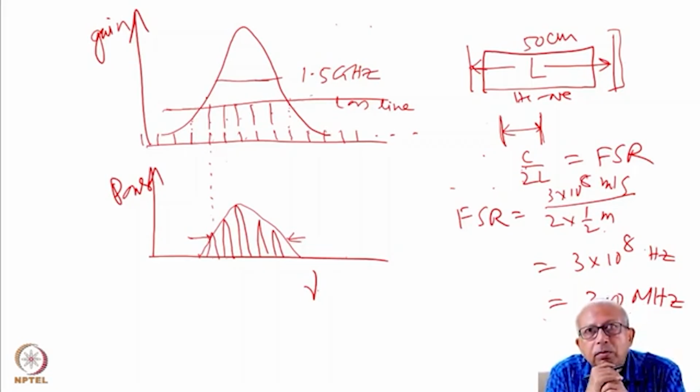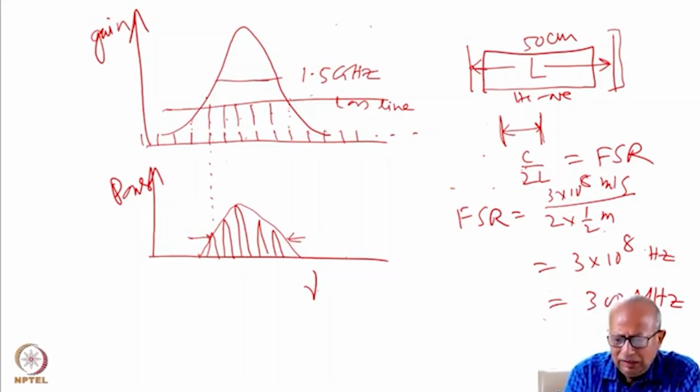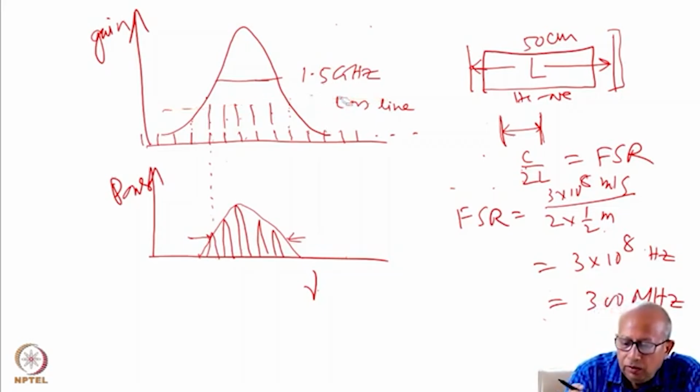How can you make it more monochromatic? By forcing oscillation on only a single mode. How do you do it? You increase the loss of the cavity, so the loss line goes up. Take it further up. Even if it is here, 1, 2, 3 modes are lasing. Take it even higher. Even here, 1 and 2 modes are lasing. So let us take it here. This is the loss line.